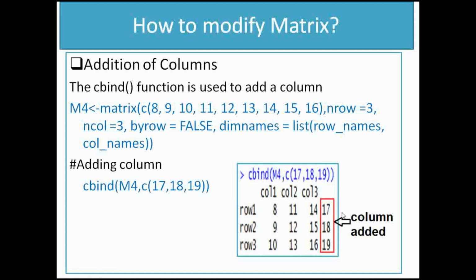In the demonstration part I will show everything using RStudio. Whatever I have done till now I will show using RStudio. But for the time being, just try to understand that after executing this cbind command, we are able to add a particular column. So this column is added.